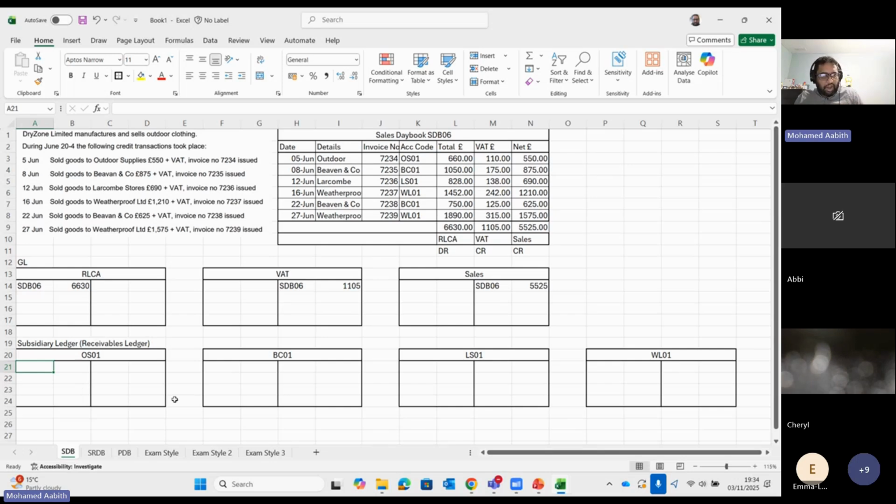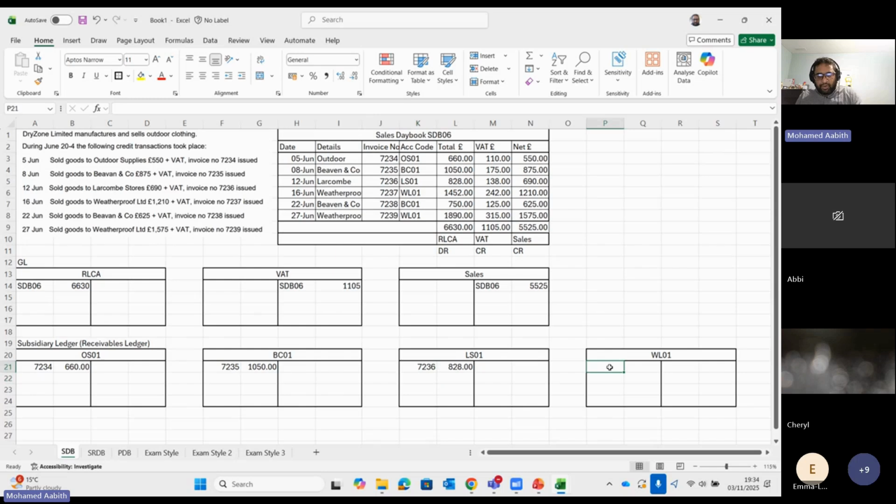So here in this scenario, we have Outdoor Supplies, we have invoice number 7234. So we have the detail as 7234. The amount is going to be the 660 pounds. Then the BC have the number 7235, and the sales figure is going to be equal to 1050 because that is the amount they owe us. So then look at that LS01. So it's going to be 7236, and this is going to be equal to this 828.